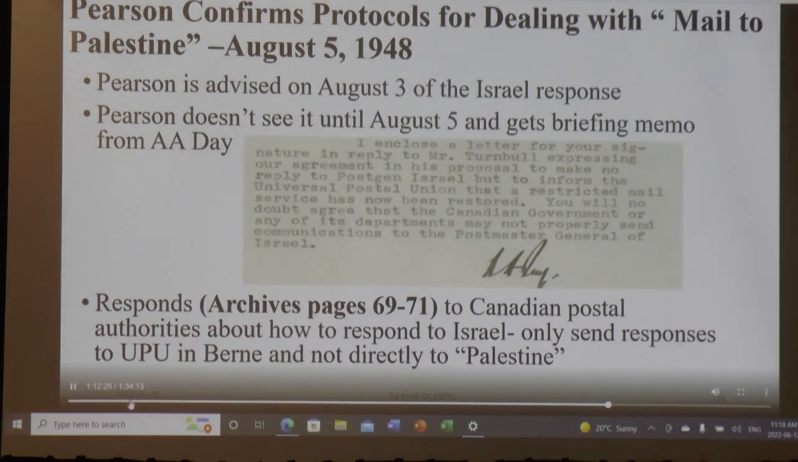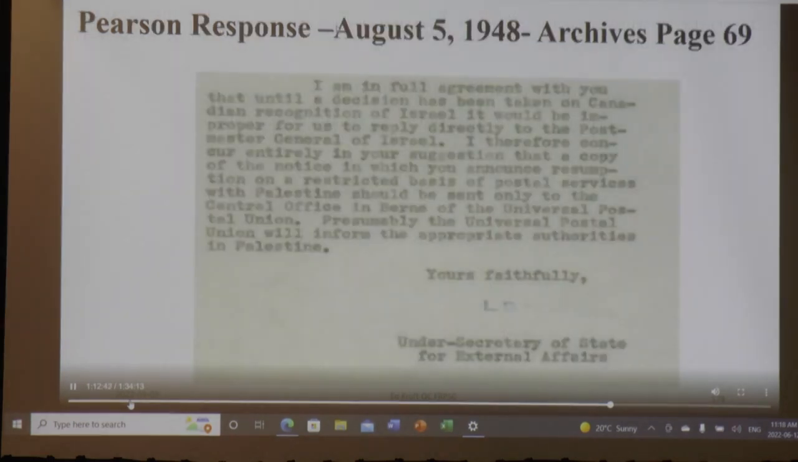And Pearson then is given this response: you will no doubt agree that the Canadian government or any of its departments may not properly send communications to the Postmaster of Israel. Now, why was Canada taking this position in August of 1948? And remember, this is Lester B. Pearson, and he says, I am in full agreement that until a decision has been taken on Canadian recognition of Israel, it would be improper for us, Canada, to reply directly to the Postmaster General of Israel.